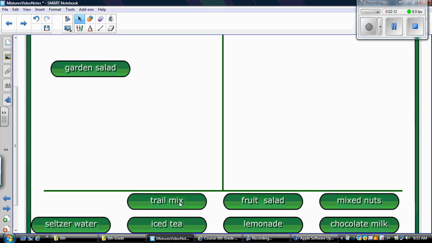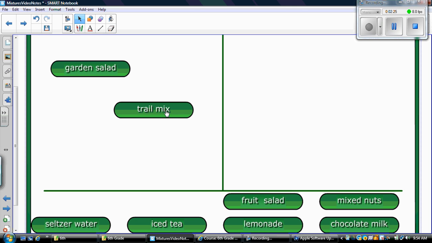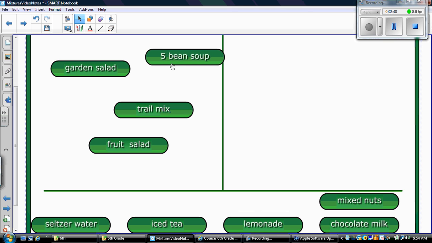Trail mix. That was a picture that I showed you earlier in Target 29 that had the raisins, the peanuts, the other different types of nuts, and M&Ms. I could see the different parts of that, so I'm going to classify it as a heterogeneous mixture. A fruit salad. Fruit salad is made up of a lot of different types of fruits. You can see the different types of fruits, so I'm going to say that's also a heterogeneous mixture. A 5-bean soup. Well, if you take a look at the soup and you can see all the different 5 beans, then that's also a heterogeneous mixture.